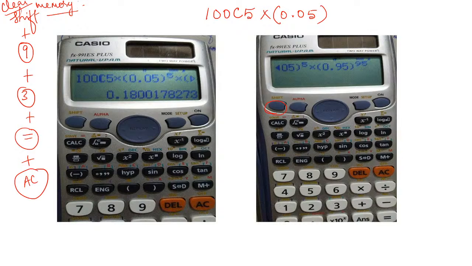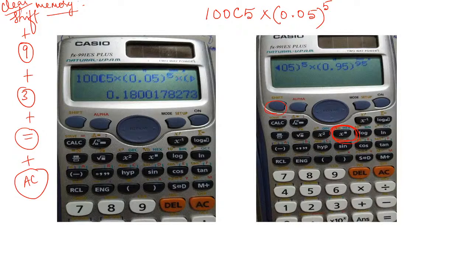Now I want the power, and in the power I want 5, right? So how will you do that? You press this x power key, the one with x square on it. Then you type 5. Open the bracket 0.05, then press x power 5. Then the cursor will be up in the power. Listen, you have to bring it down.